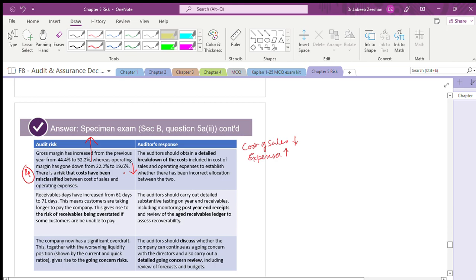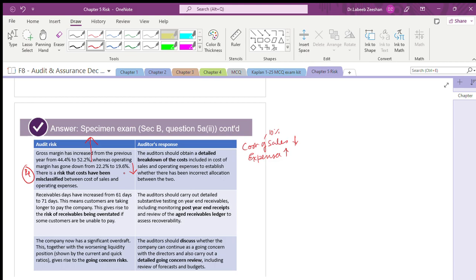Cost of sales has increased by how much? Cost of sales has increased by 10%. Sales has increased by 28%. Expenses, is it right? This is what we have to analyze. When the gross profit margin has increased, what is the reason why the operating profit margin has decreased?